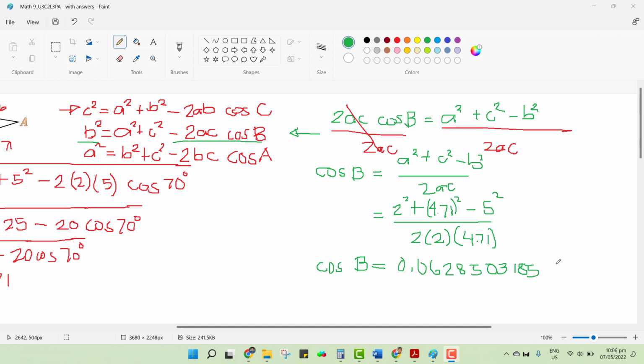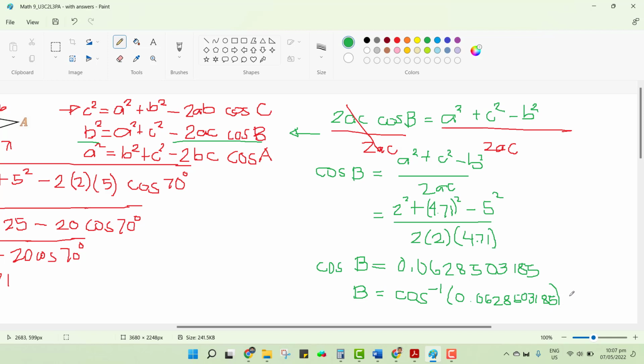The next thing that we need to do here is to take the inverse of cosine so that we could solve for angle B. So B can be solved as equal to the inverse of cosine of this value here, 0.0628503185, and so on. But then again, this is not the exact value.